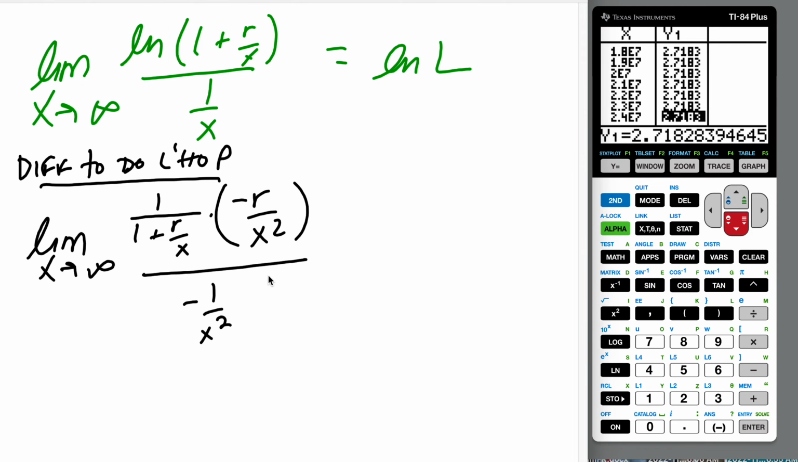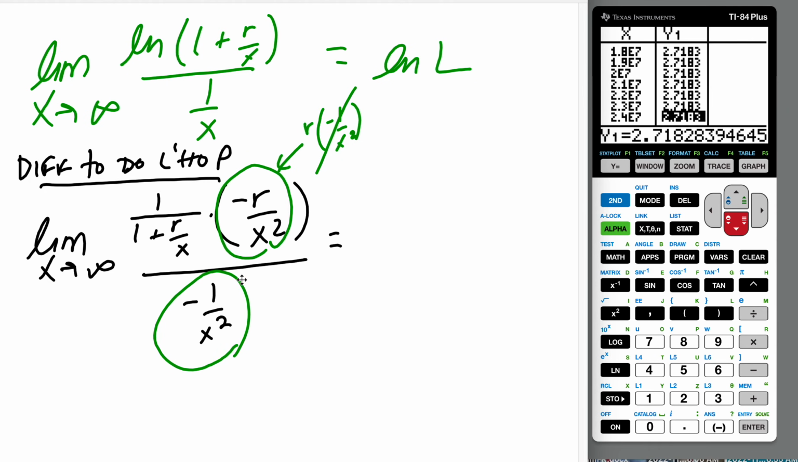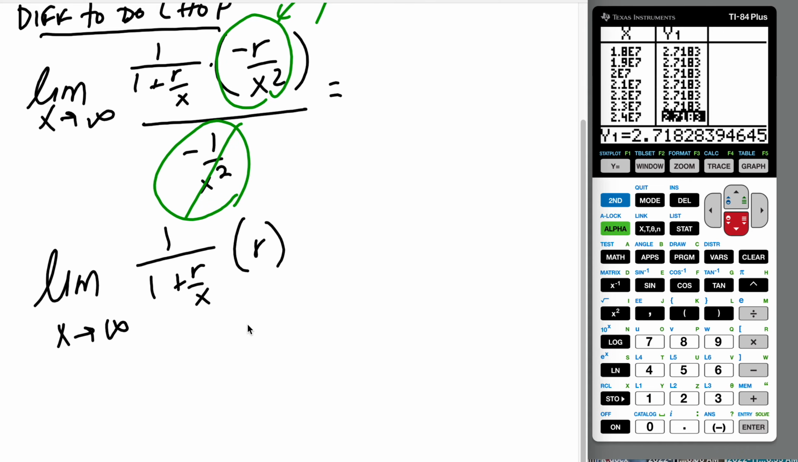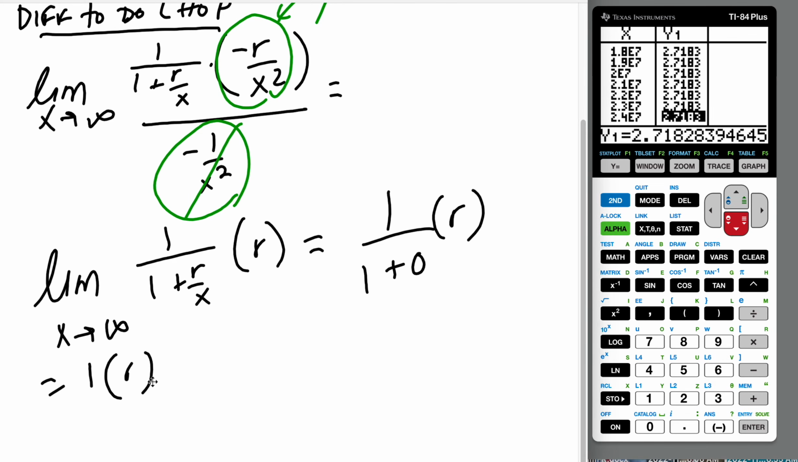Well, now if I clean this up a little bit, I'm able to cancel a negative 1 over x squared. So this thing is going to cancel with this thing, but not the r, because this is the same as an r times a negative 1 over x squared, so I can cancel those things. What this means is that this is the limit as x approaches infinity of 1 over 1 plus r over x times an r. Well, now when I plug in infinity, I'm going to get 1 over 1 plus 0 times an r. Well, that's a 1 times an r, which is just an r.